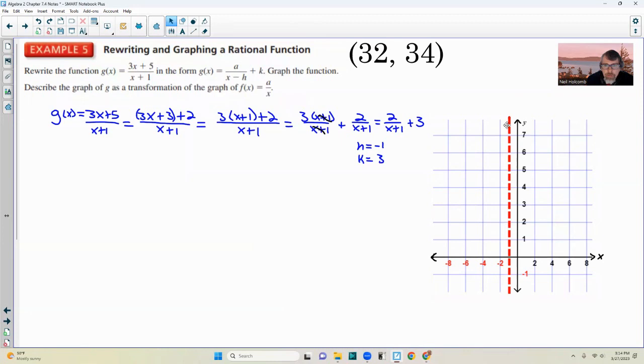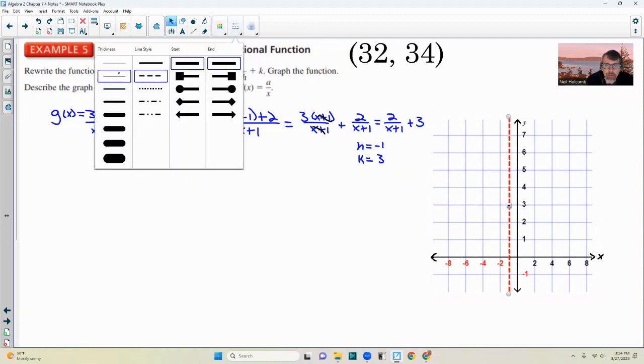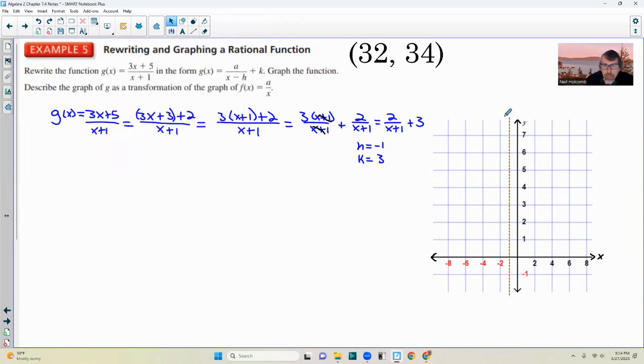And no, make that a little thinner. That's good right there. Okay, and I'm going to obviously put arrows at the end. And this is x equals -1. Okay, vertical asymptote at -1, and then the k is your horizontal asymptote.